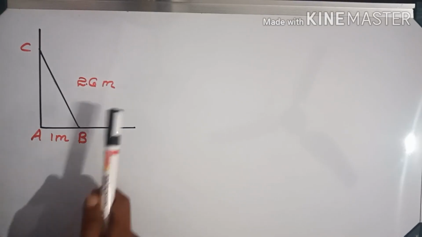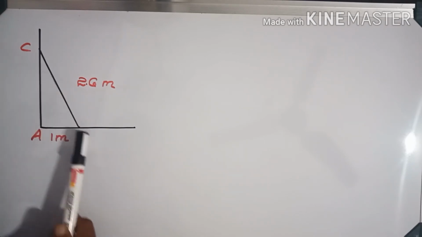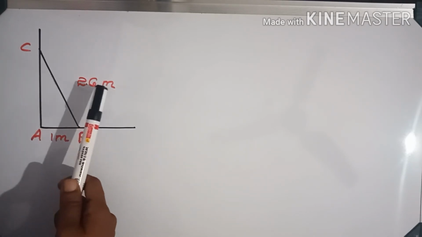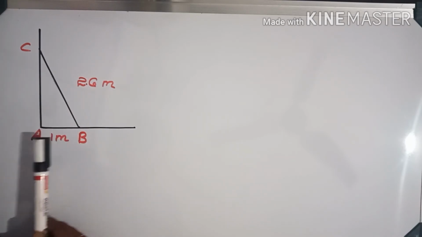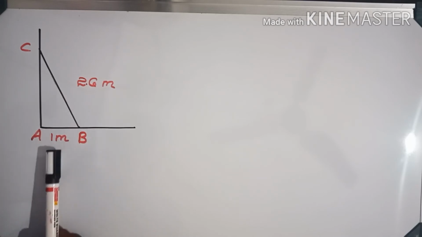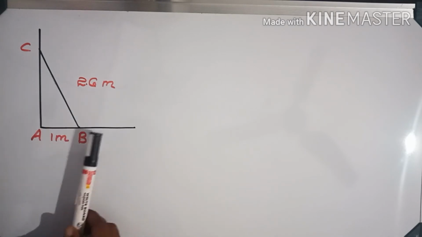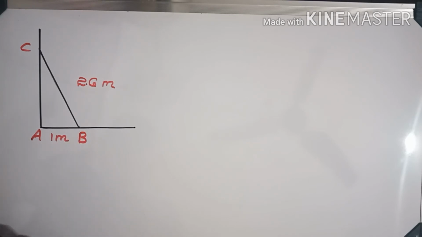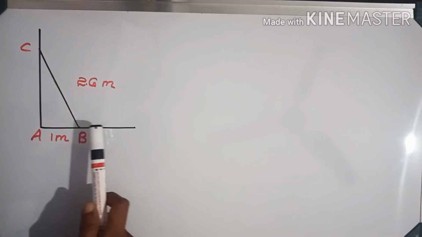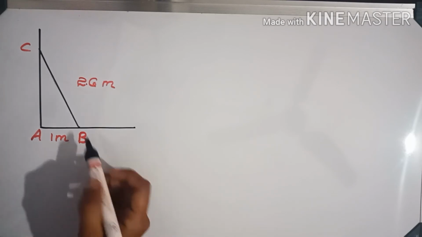Here in this question, a 2.6 meter long rod leans against a wall. Okay, so here BC is the rod with length as 2.6 meter. Now the distance between the wall and the foot of this rod is 1 meter. That is also given. Okay, length of the rod is 2.6 meter and the distance between the wall and the foot of the rod is 1 meter.